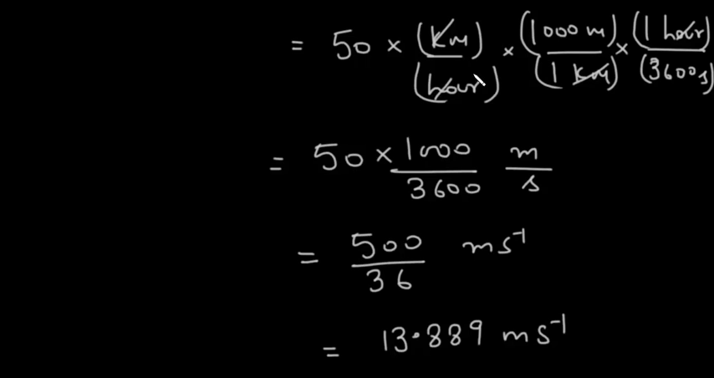So how did we do it? We multiply this unit by 1 written in terms of that unit, and convert 1 of this unit to SI unit, similarly for hour, like this. Okay. Now we'll try to do one more question.